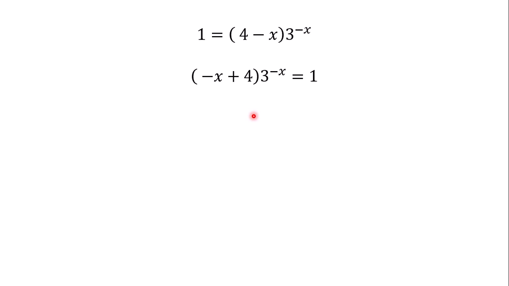Any question? If you don't get it, please kindly leave it in the comment section for me to help you out. Okay, good. So we are going to multiply through by 3 raised to the power 4 or 81. The value of 3 raised to the power 4 is equal to 81, right? Good.